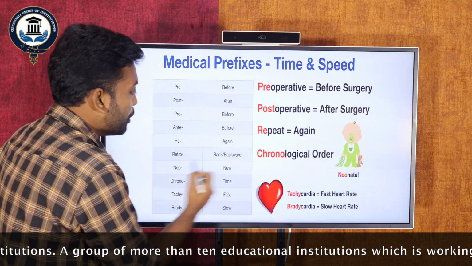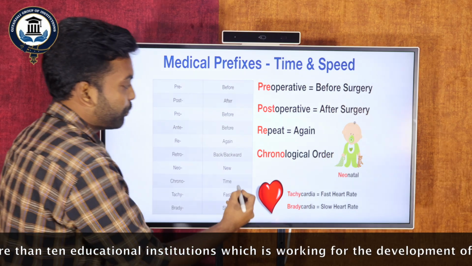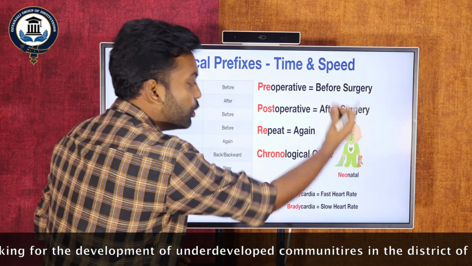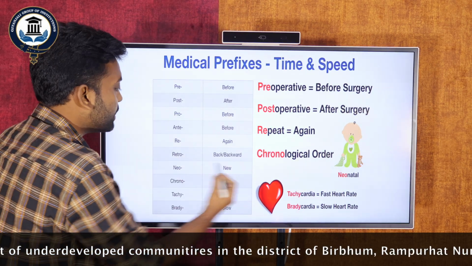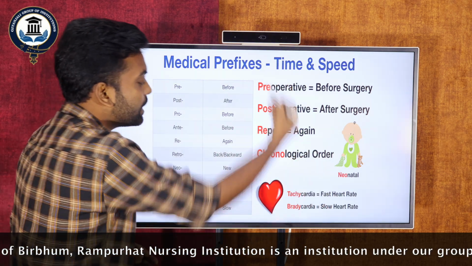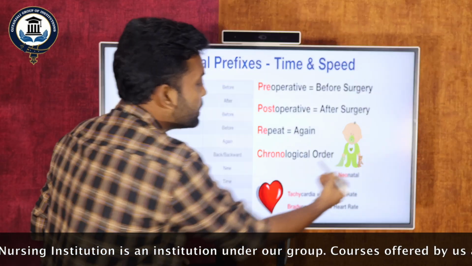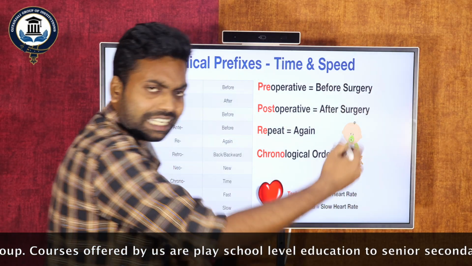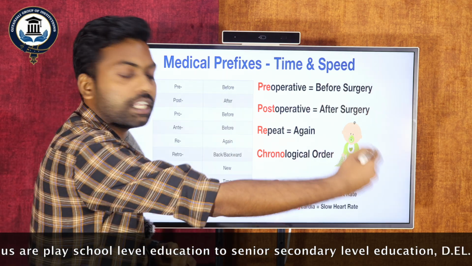So next one is neo. Neo is nothing but new. For suppose neonatal. Neonatal is nothing but new baby. So that is neo. Next one is chronology. Chronology in our medical terminology is nothing but order wise, number wise, like 1, 2, 3, not in a zigzag manner. It is chronology like that.